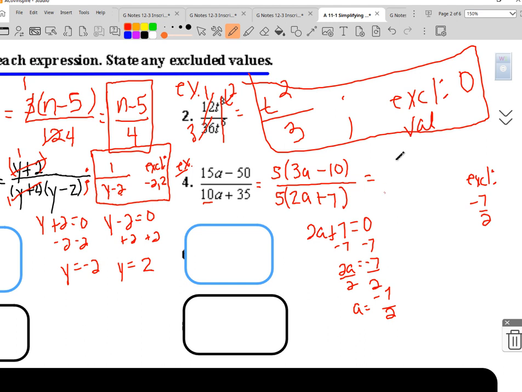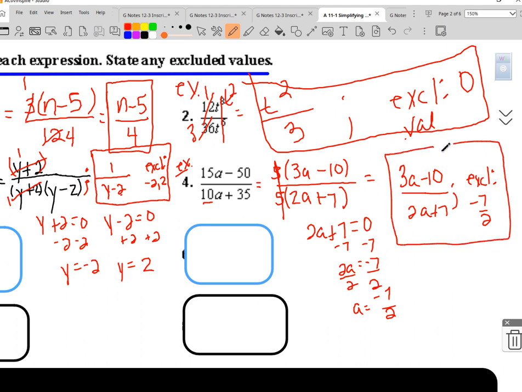But we don't have our final answer yet. What's our last step? Cancel the common factor. The only common factor here is 5. So our final answer would be 3a minus 10 divided by 2a plus 7 with an excluded value of negative 7 halves. That's the only thing that, if you plug it into this expression, would give you a denominator of 0.